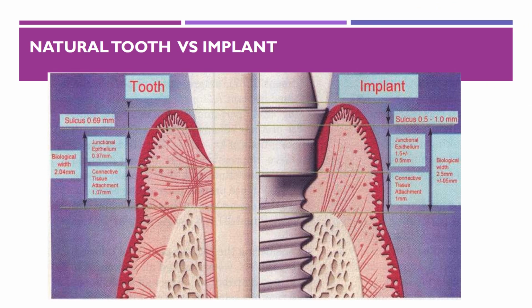So coming to the difference between natural tooth and implant. The picture itself is very clear: here the periodontal ligament fibers are attached to the cementum, and we have the junctional epithelium of 0.97 mm and connective tissue attachment of 1.07 mm, and the biological width is known to be 2.04 mm.